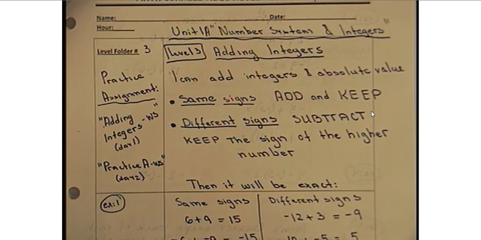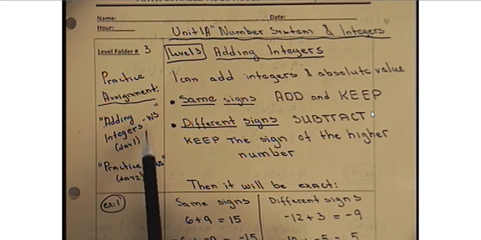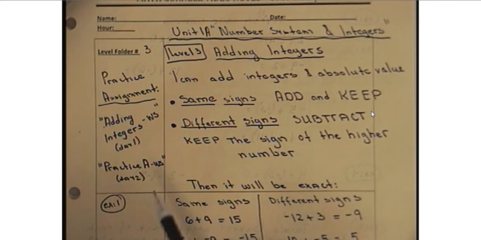So today we will discuss adding integers. And our learning target will be: I can add integers and absolute value. All practice assignments will be adding integers. Day 1 worksheet and practice A worksheet will be as a day 2, which means you have to complete 2 assignments in order to accomplish this mission.